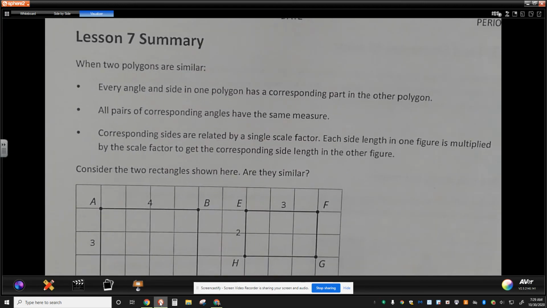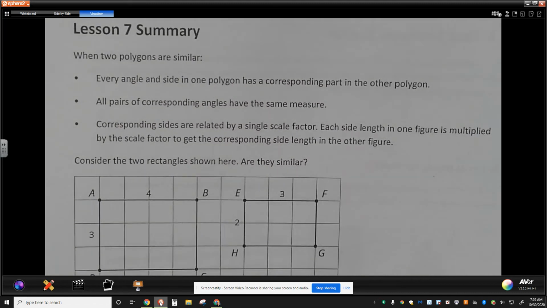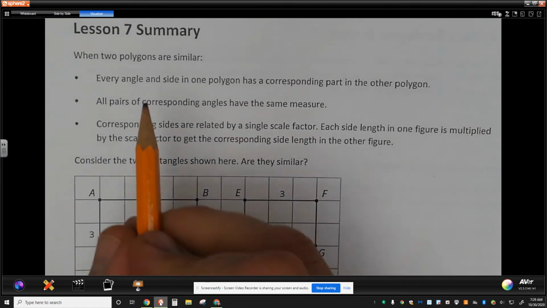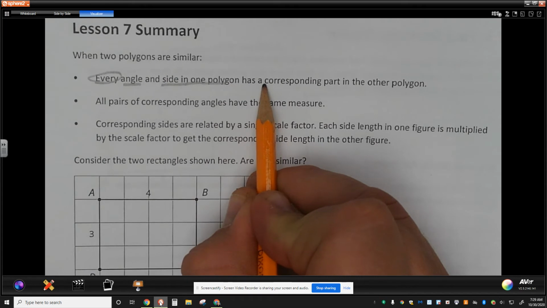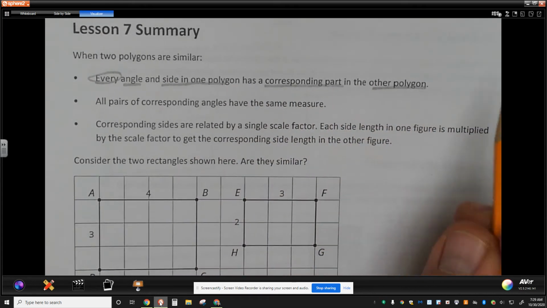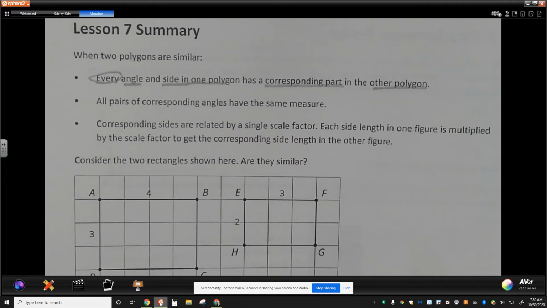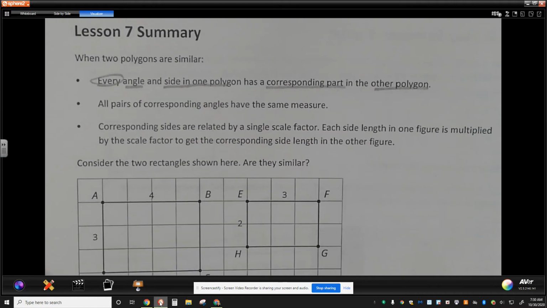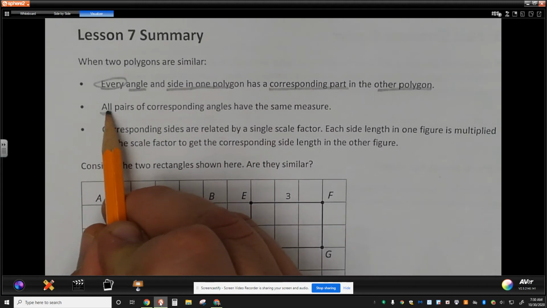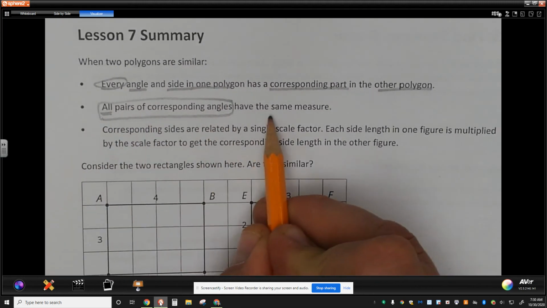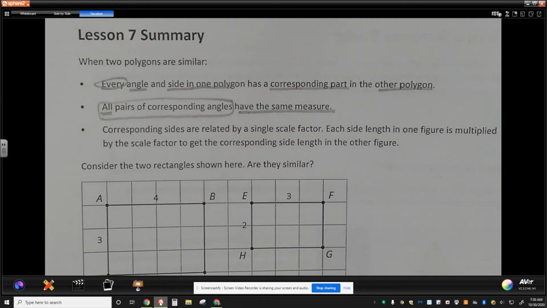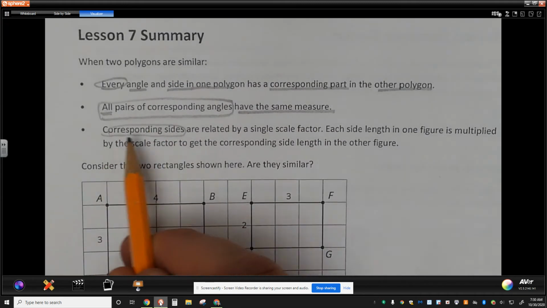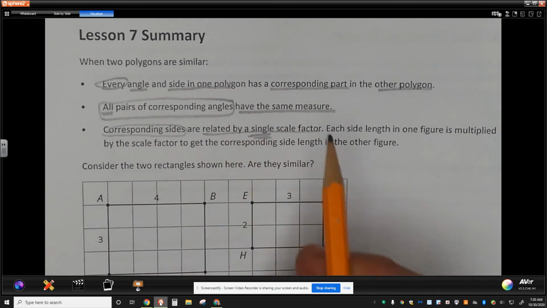Here's what we've learned from this lesson. When two polygons are similar, there are 3 major criteria we have to account for. First off, every angle and side in one polygon has to have corresponding parts in the other polygon, meaning that they have to look the same. Otherwise, there's no correspondence. All pairs of corresponding angles have the same measure. That is a non-negotiable. The angle measures must be preserved from one shape to the next shape, meaning they must be kept the same. Corresponding sides have to be related by a single scale factor.